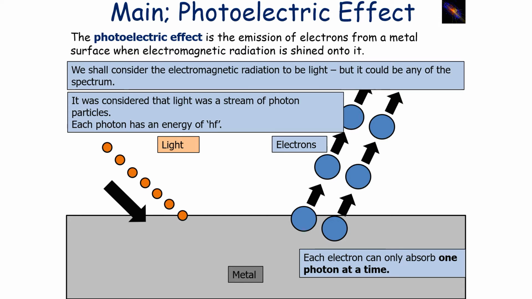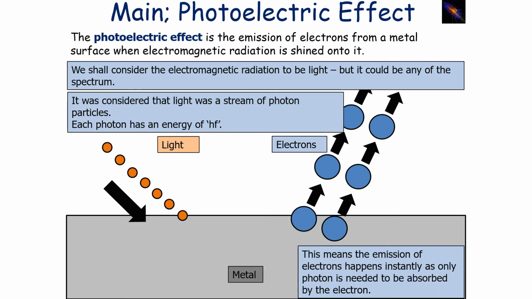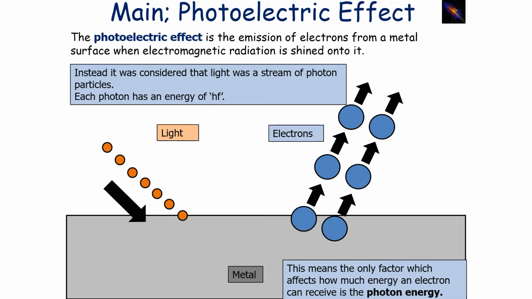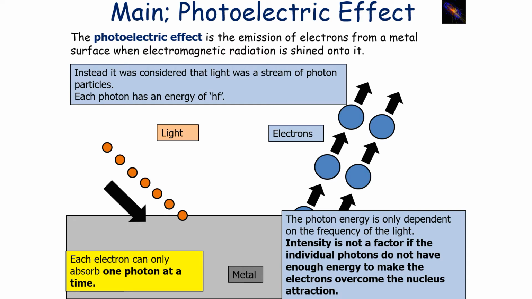Now it's important to note that an electron in the metal can only absorb one photon at a time. This means the emission of electrons happens instantly, as only one photon is needed to be absorbed by the electron. So it also means the only factor which affects how much energy an electron can receive is the photon energy. Now because each electron can only absorb one photon at a time, the photon energy is the only factor that affects if an electron is emitted. Now the only factor in the photon energy is the frequency of the radiation.